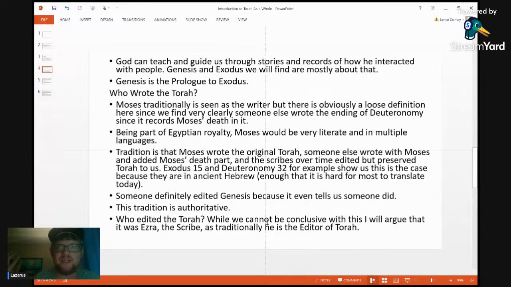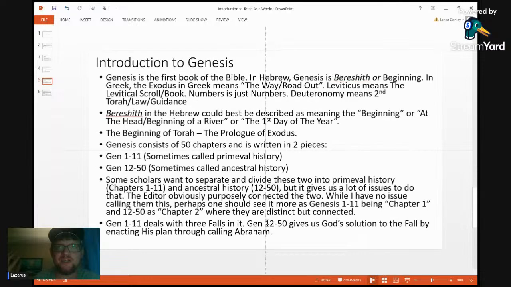Okay. But anyways, here's a little bit of an introduction to Genesis. Genesis is the first book of the Bible. In Hebrew, Genesis is Bereshith, and I may butcher the Hebrew, so forgive me. I may also butcher the Greek sometimes, but I'm going to try to do my best. In Hebrew, Genesis is Bereshith, or beginning. And in Greek, Exodus means the way or the road out. Leviticus means the Levitical scroll or Levitical book. Actually, it means scroll, but for modern purposes, we would say it's a book. Numbers is just numbers. Deuteronomy means second Torah or second law or second guidance. And I would probably say second Torah or second guidance would be the best way to put that.